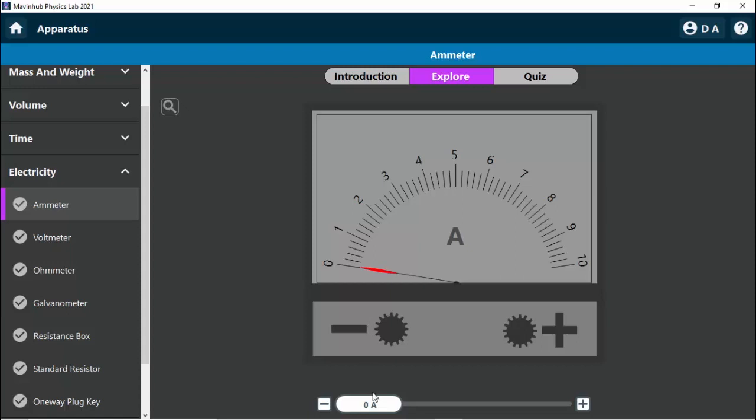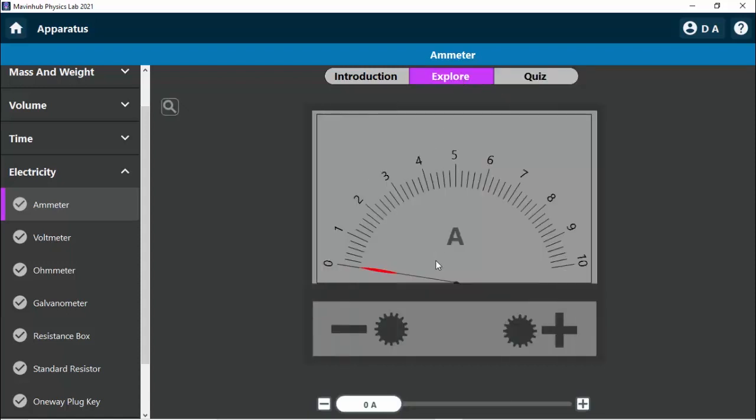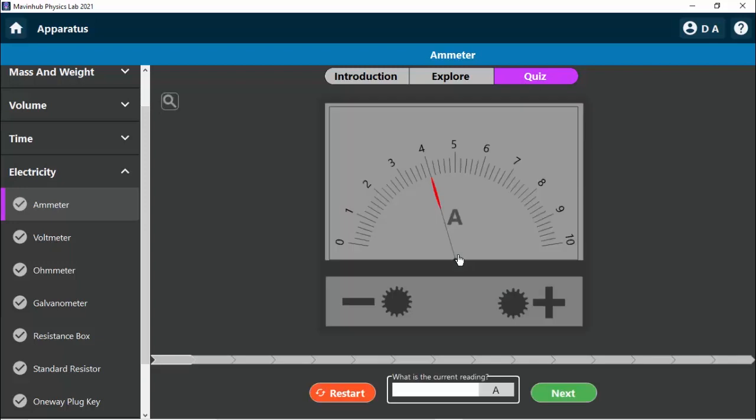Okay, let's do some quiz. You can explore the ammeter here by just sliding it forth and back, and you'll see the reading and what it is pointing at. So you can actually gain mastery on how to read an ammeter by exploring it on Mavinhub Physics Lab. So let's answer some questions.